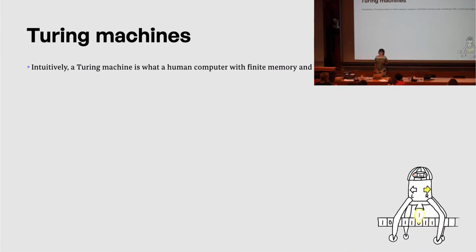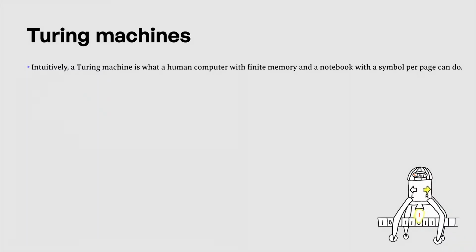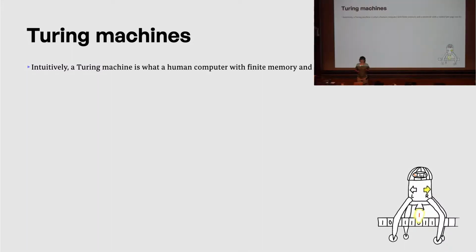Okay, intuitively, a Turing machine is what a human computer can do with finite memory. Remember, computers used to be humans in the 20s, about 100 years ago, mostly women. So imagine this woman with a finite memory, a finite number of states in her head, and a notebook on which you can write a symbol from a finite alphabet on every page of the notebook. And she can read a certain symbol from a page of the notebook and then flip the page backwards or forward, and overwrite that symbol. Okay? And I guess Turing was inspired by this idea.